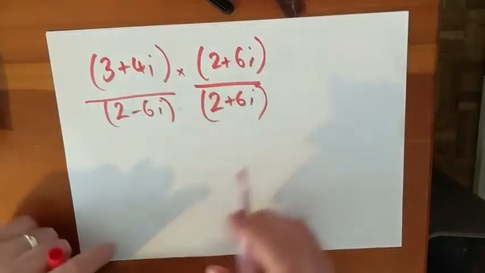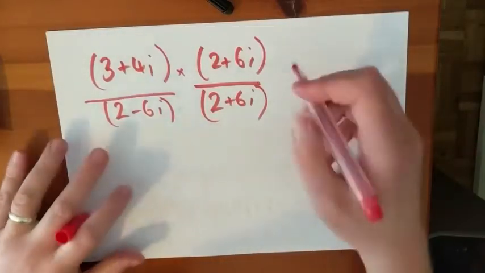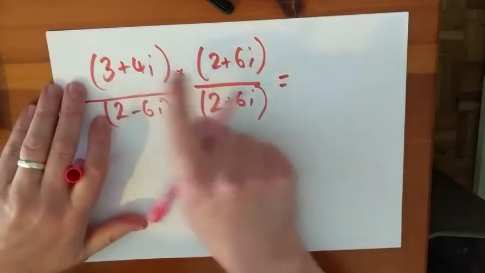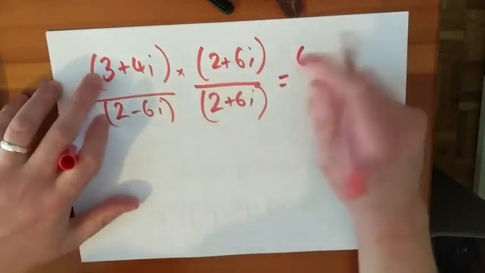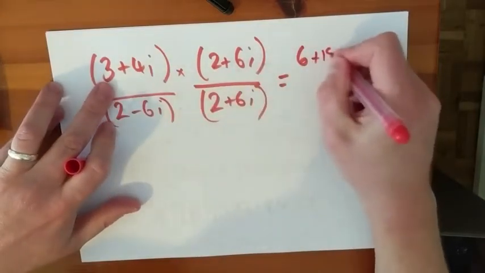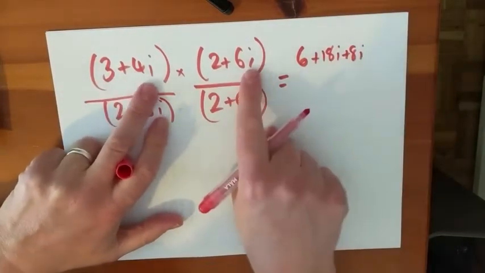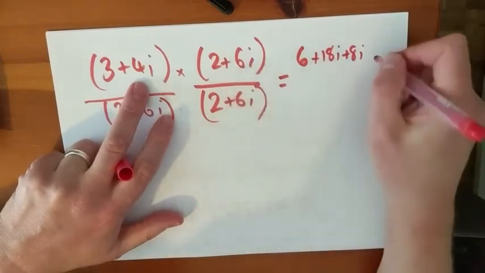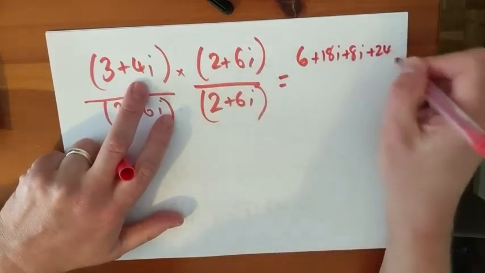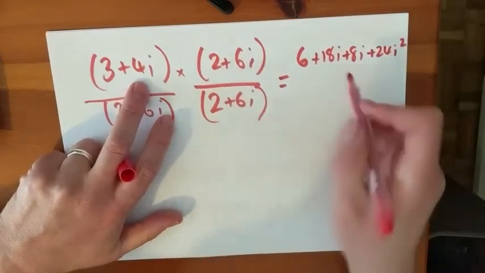Okay, so on the top, I'm going to have to do first, outside, inside, last. So on the top, I've got 3 times 2, which is 6. The outside, I've got 18i. The inside, I've got 8i. And at the back, I've got 4 times 6, which is 24, and I've got i squared, and that's going to give me a minus 1.